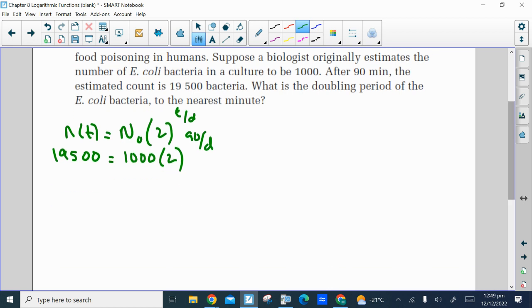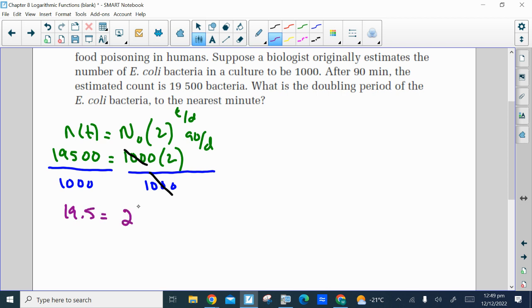So we need to solve this equation for d. We can start by dividing both sides by 1,000. So the 1,000s cancel on the right, and on the left, dividing by 1,000 moves the decimal 3 spots over. So you'll get 19.5 equals 2 to the 90 over d.